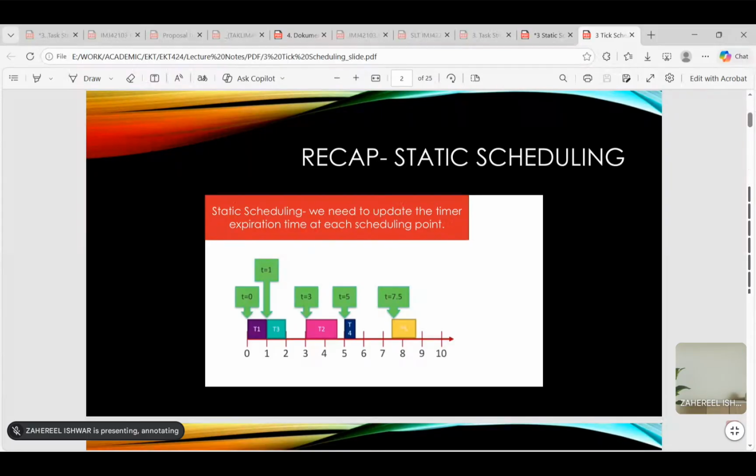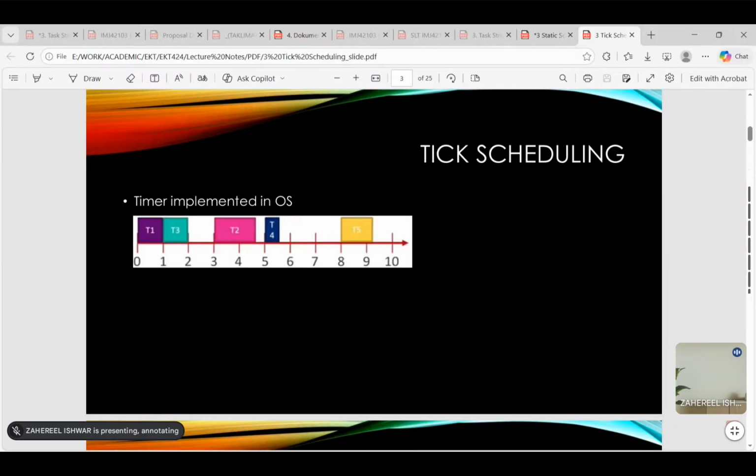Now, to counter the drawbacks of static scheduling, people introduced the concept of tick scheduling. In tick scheduling, we basically fix the interrupt period. For example, we say every 1 second or every 1 millisecond, depending on whatever unit of time you're using in your computer system. So we say every 1 millisecond, I'll set my interrupt to expire.